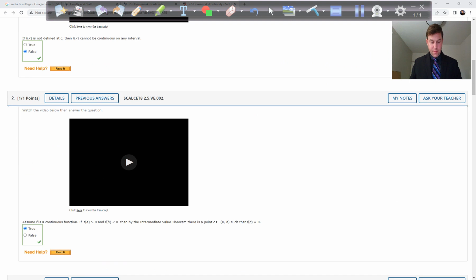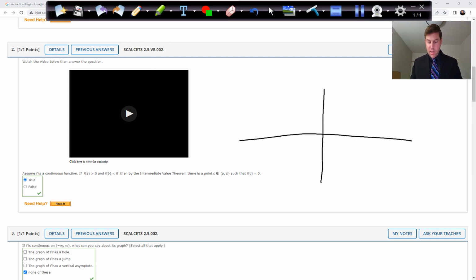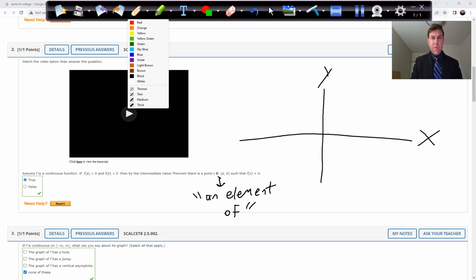Okay, that's problem 1. Problem 2: assume f is a continuous function. If f of a is greater than 0 and f of b is less than 0, then by the intermediate value theorem there is a point c in the interval a, b such that f of c equals 0. The way it's written is very math speak and a little confusing, so let me try to break it down. This letter right here stands for an element of. So it just means that c is between a and b, is all it means.